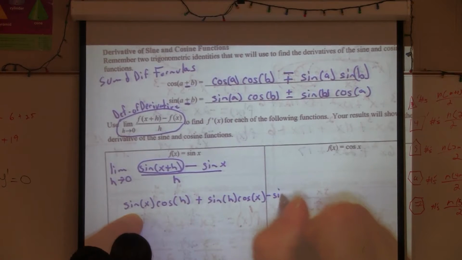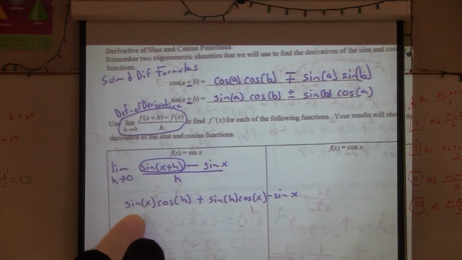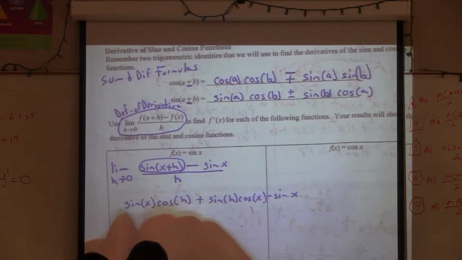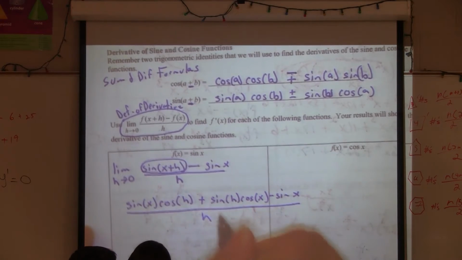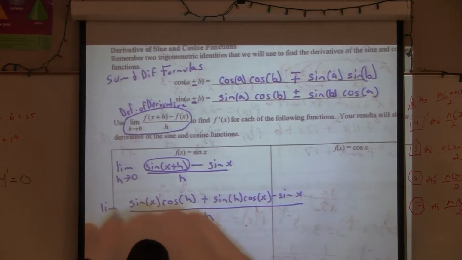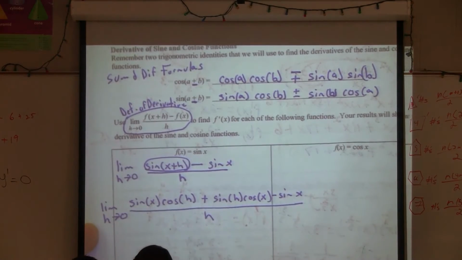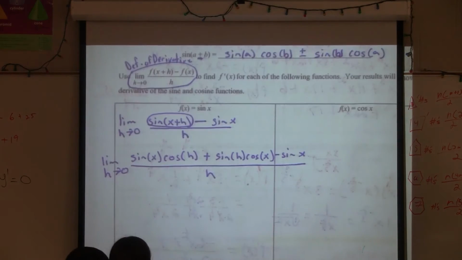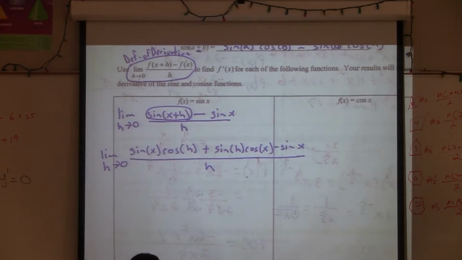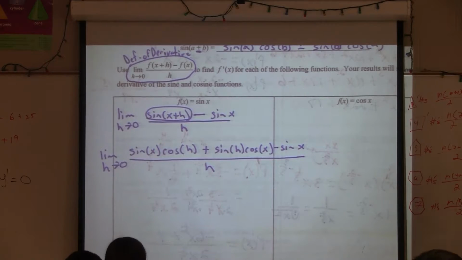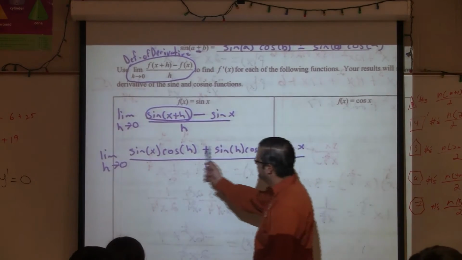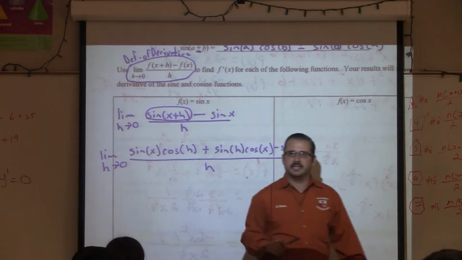Minus what? Sine of x. All divided by h. And I want the limit as h approaches 0. How did that help me? What do you think we could do to it now? You can take out a sine x. We can take out a sine x. Not all of them have a sine x. But I like the way you're thinking.